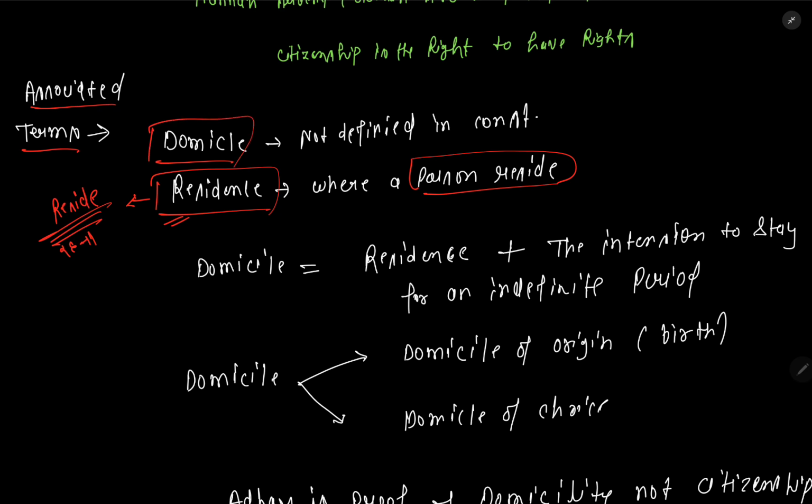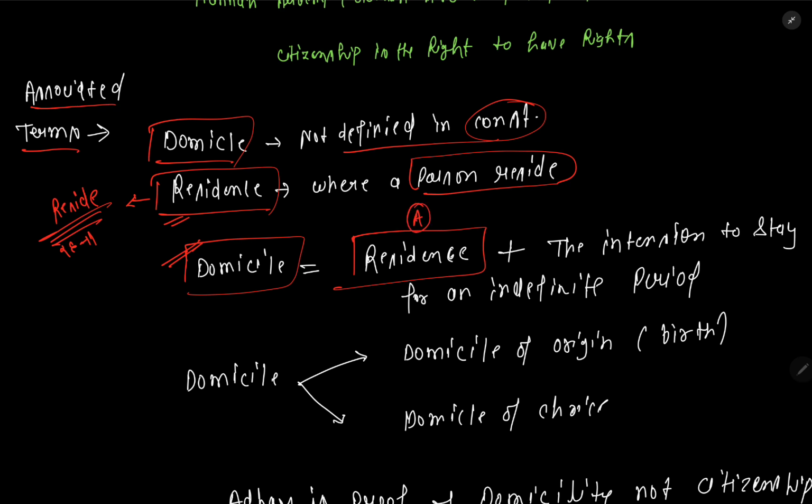Now what is the meaning of domicile? First you need to understand that the word domicile is nowhere defined in the constitution. Clear? Now there's a relation between domicile and residence. Let's say there's a place A, and you are residing there right now, but apart from that you also want to reside on this place A for the rest of your life. So that becomes your domicile. Again, domicile is where you are residing currently, and apart from that, you have the intention to reside on the same place for an indefinite period. Clear? So that becomes your domicile.